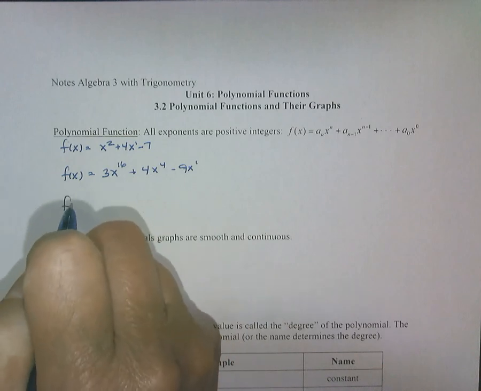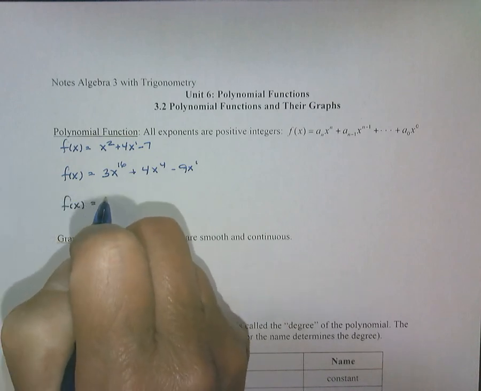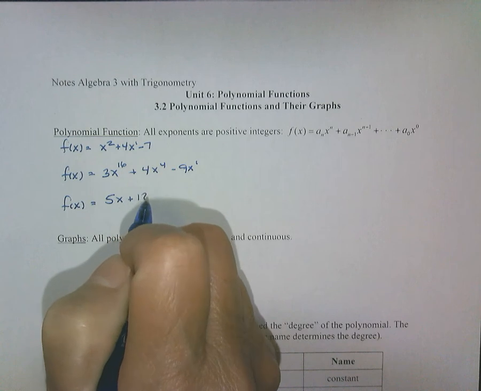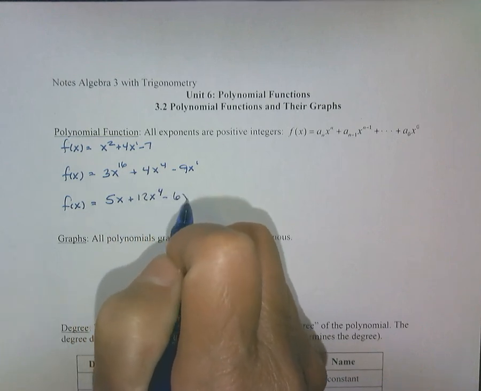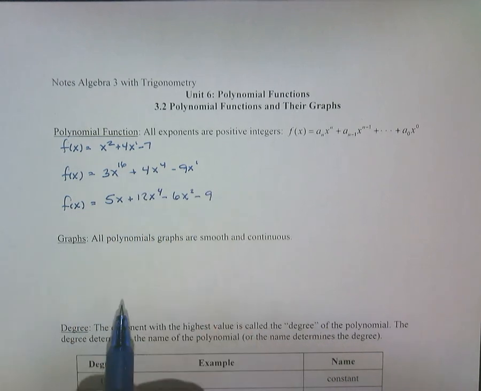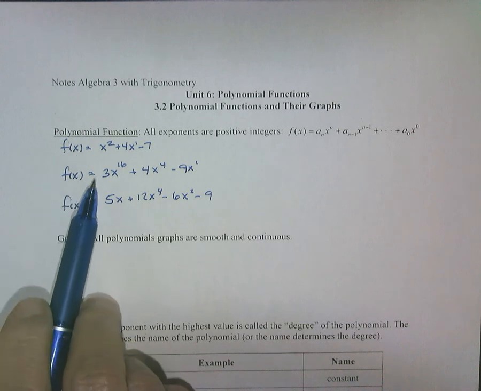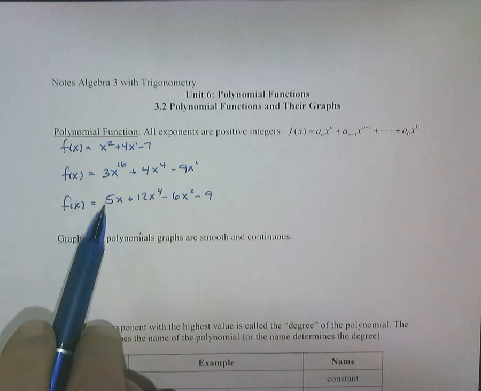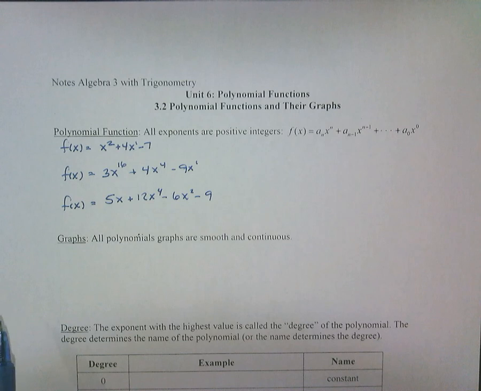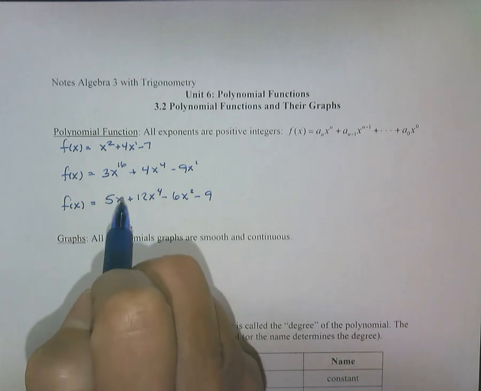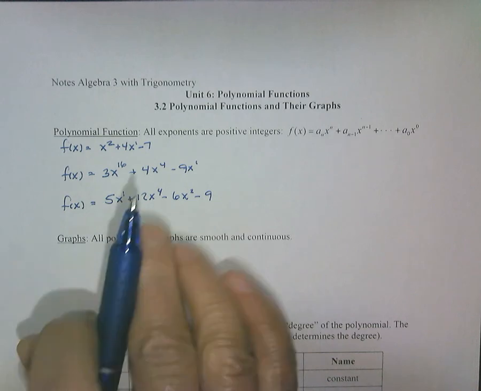So I'll give you one more example. F of x equals 5x plus 12x to the 4th minus 6x squared minus 9. The first two I put in order from highest degree to lowest degree. This one I just showed you, it's still a polynomial. It doesn't have to be organized, but all the exponents are integers and they're all positive.